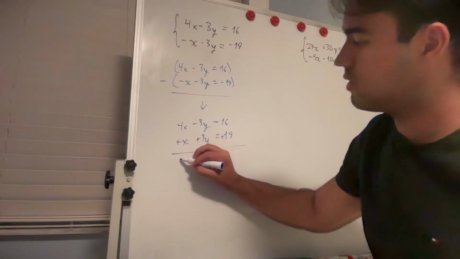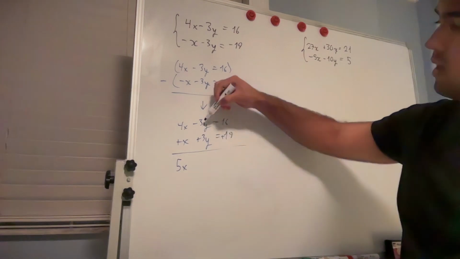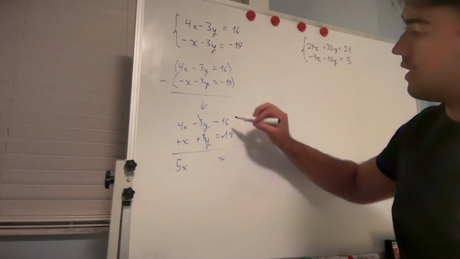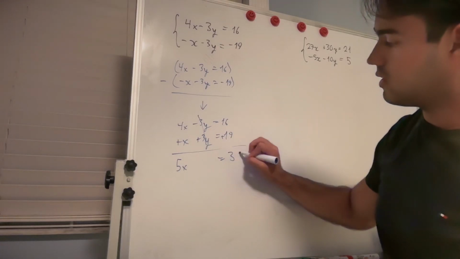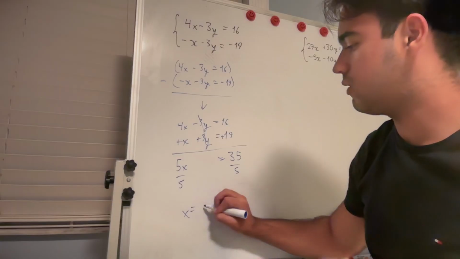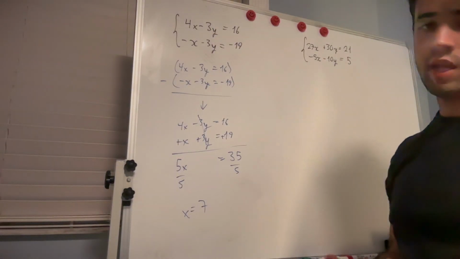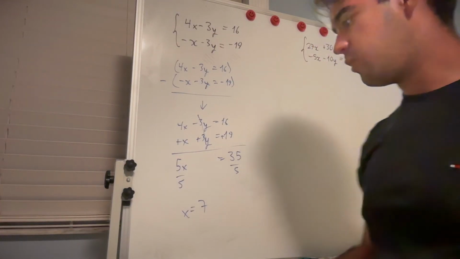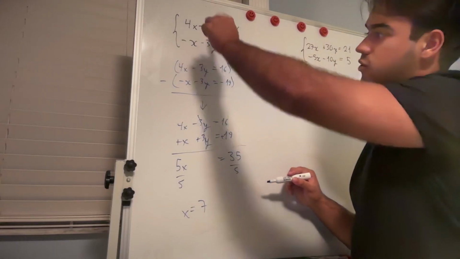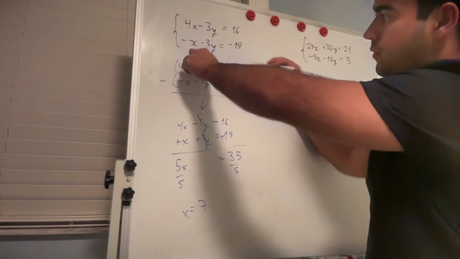4x plus x is 5x. Negative 3y and positive 3y, they cancel. And 16 plus 19 is 35. Meaning that if we divide by 5, we get x equals 7. And in order to find our y value, we just plug in 7 back into one of the two equations. I'll use this bottom one.